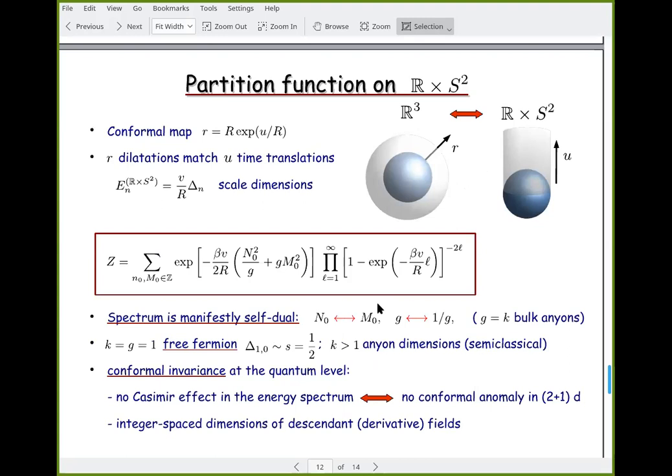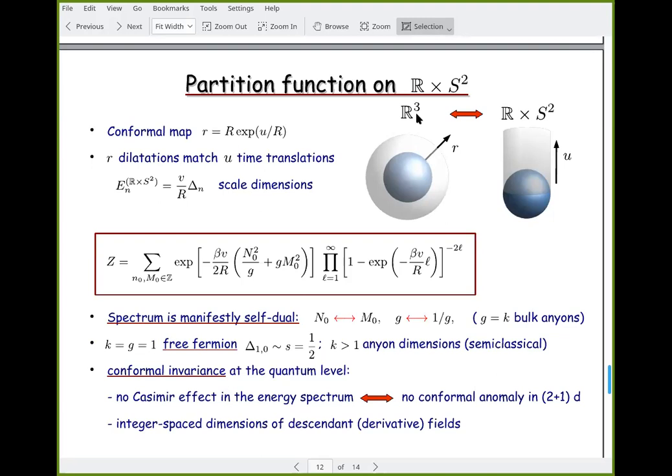There is a special geometry to do this calculation, which is interesting for conformal field theory, because if you take the space R3 like this, and you analyze it in terms of polar coordinates, okay, and then you map the radius with this conformal map, you go to a sort of cylinder of this kind with this u variable, and this is useful because the Euclidean time evolution in this cylinder actually corresponds to dilatation in the original flat space, okay?